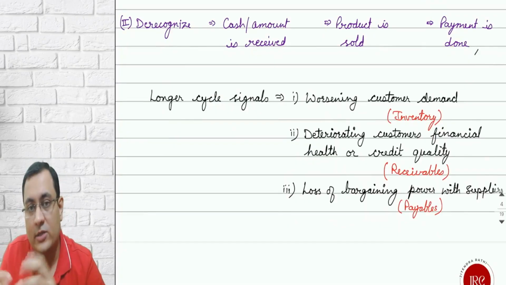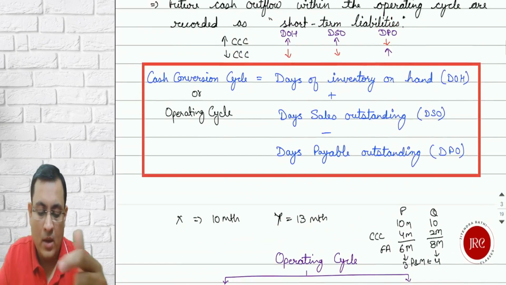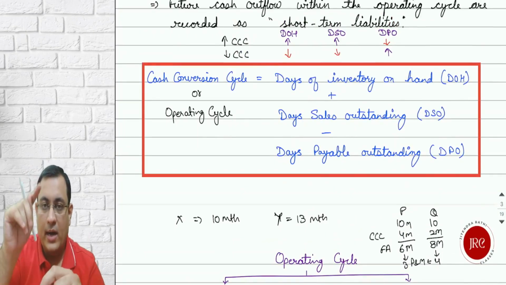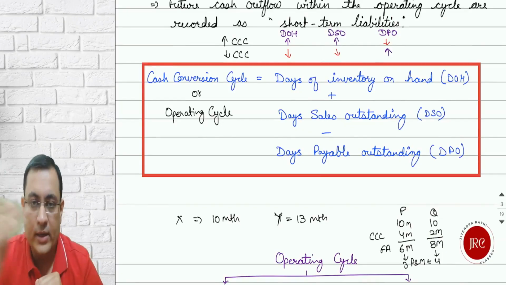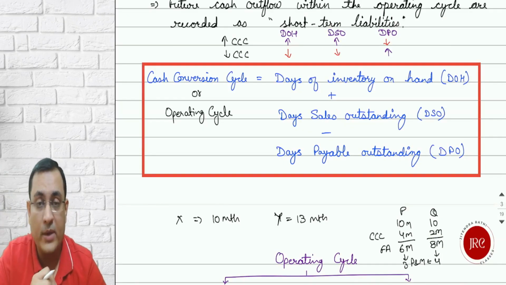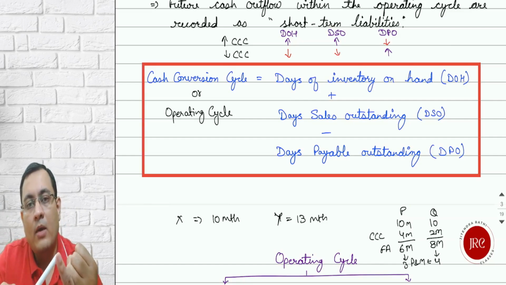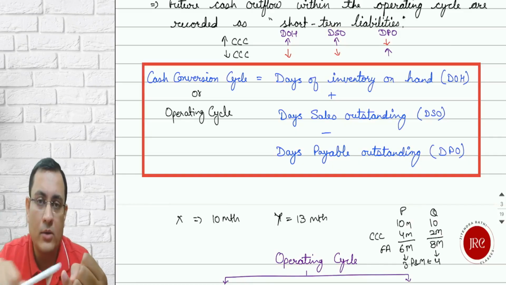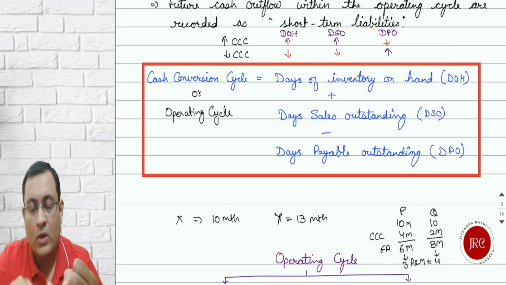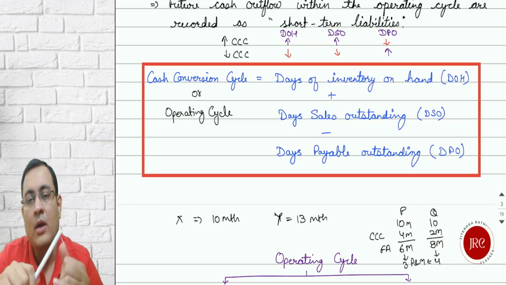What does a longer cycle signal? Number one, a longer cycle means your capital is invested for a longer period compared to the industry. This can be first from the inventory point of view. Either you are holding inventory which has less demand in the market, you are not able to turn around your inventory, you are not able to sell that inventory, or that inventory is obsolete, that is why you are stuck with the inventory.